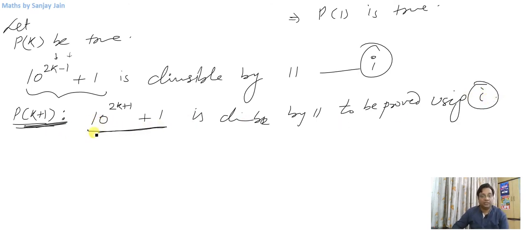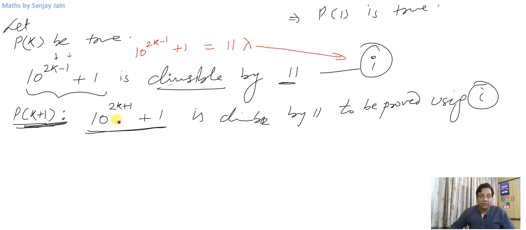Now let's work on this expression, and this is divisible by 11, this expression here. So let's write 10 raised to power 2k minus 1 plus 1 as some multiple of 11, that is, let us write as 11 lambda. Okay, and this is my first equation, so I'll be using that here. Now this can be written as 10 into 10 raised to power 2k, right? I can separate these powers. 2k, what is this? This is 1, so I can write it as 10 raised to power 2k plus 1.